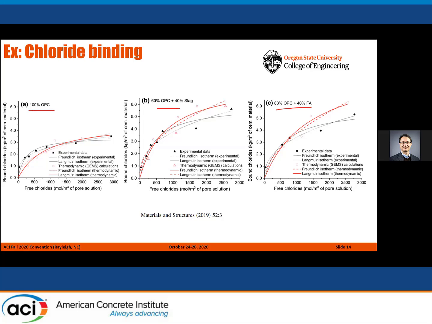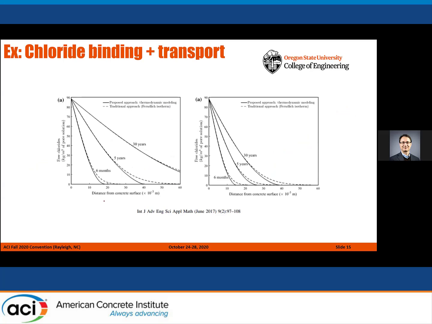These are chloride binding isotherms. Vertical axis is the bound chlorides, horizontal axis is the free chlorides. We can predict chloride binding isotherms very accurately using thermodynamic modeling. The message from here is that you don't run experiments to get these algorithms, you theoretically determine them. And you can use them in that reactive transport algorithm, solve those equations coupled with the thermodynamic modeling. So you can actually predict chloride profiles.